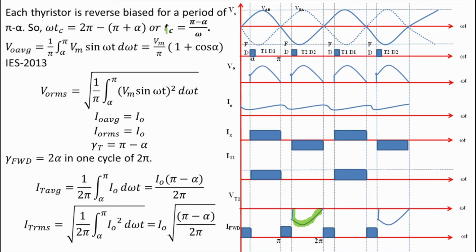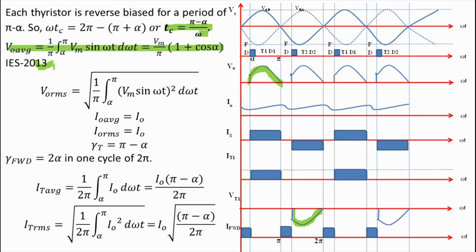Now see the waveform of output voltage. We get output voltage, that is Vm sin omega t, from alpha to pi. So V naught average will be 1 upon pi integration alpha to pi Vm sin omega t d omega t, because time period of this waveform is pi. On solving this, we get Vm upon pi (1 plus cos alpha).